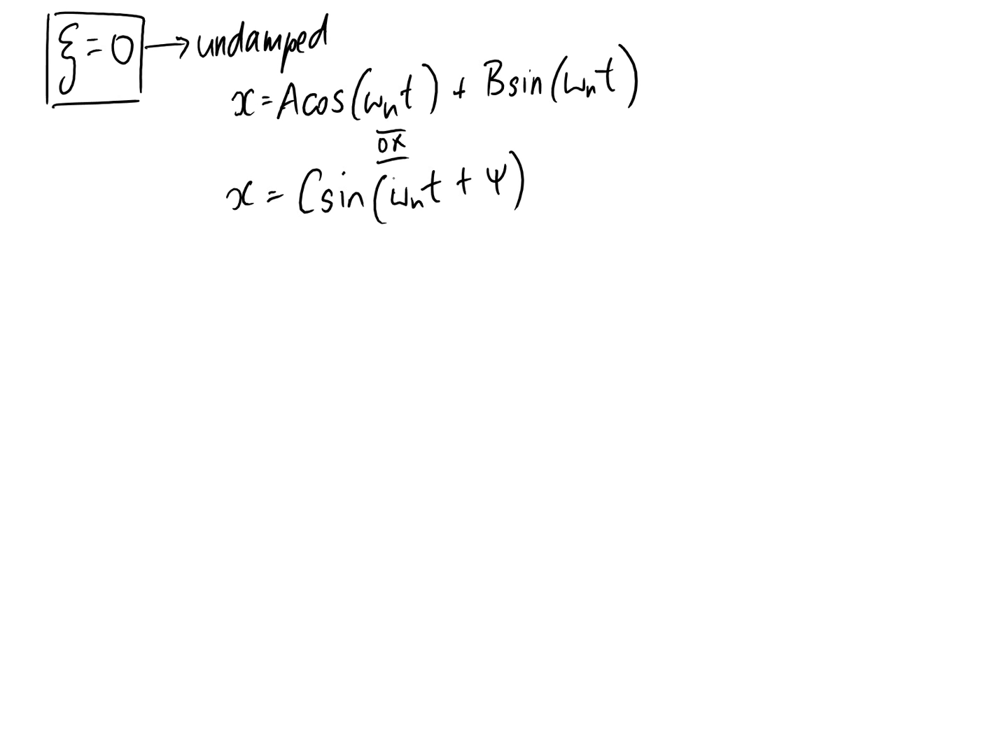Obviously you should know the only other constant in this equation, which is your natural frequency. So the next option that you have is that your damping ratio is somewhere between 0 and 1, and this corresponds to underdamped motion.